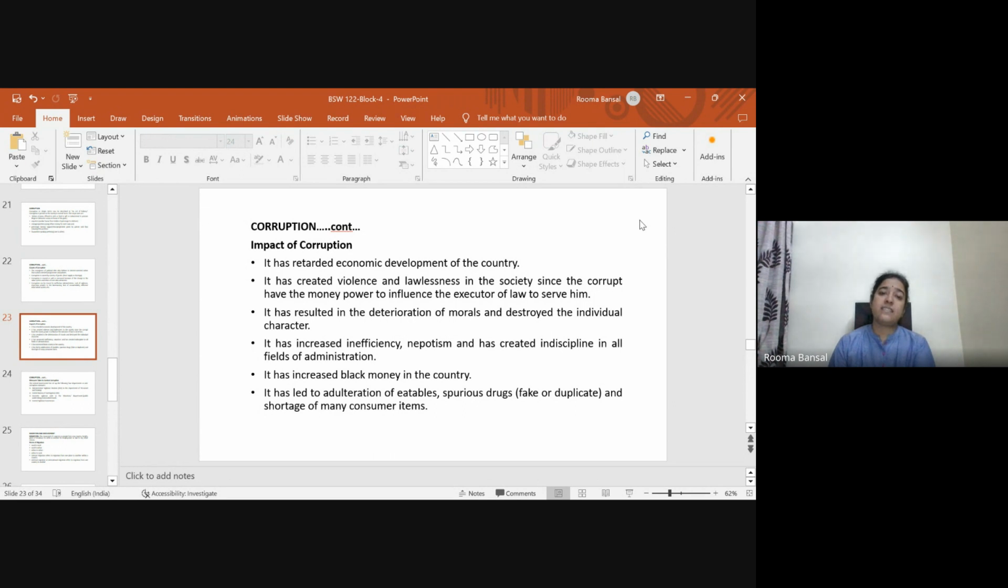Next, it has resulted in the deterioration of morals and destroys individual character. What do you understand by destroyed individual character?